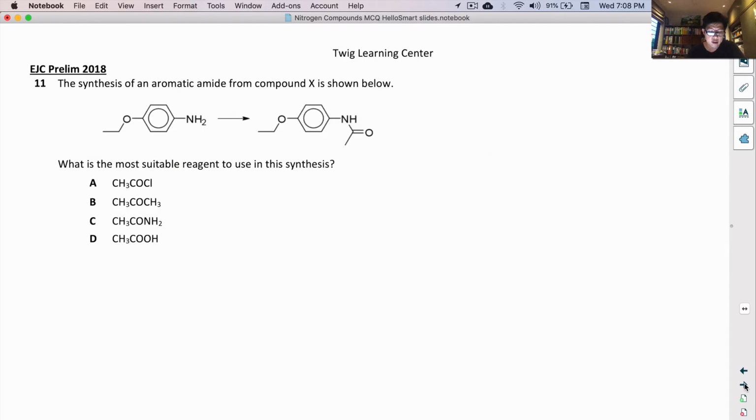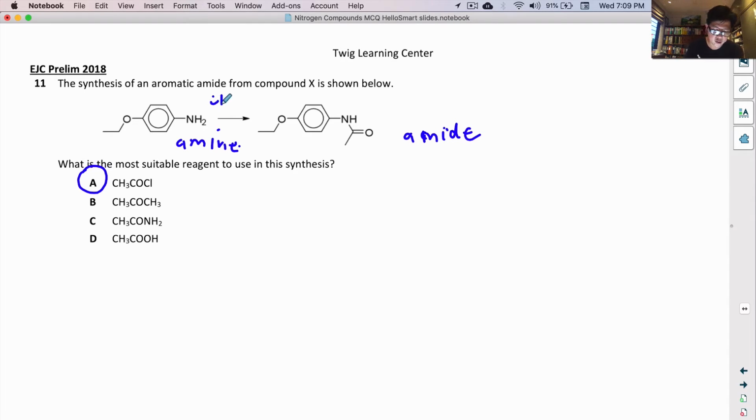Let's look at question 11. The synthesis of an aromatic amide is shown below, which is the most suitable reagent? Not difficult. This is an amine, and amine to become an amide, you always add an acyl chloride. Amine to amide, add acyl chloride. So this one is pretty straightforward. You should get answer A, which is the acyl chloride. Okay, let's move on.